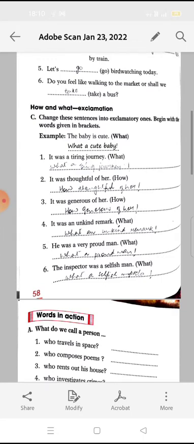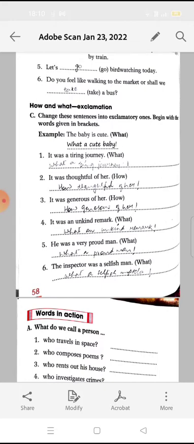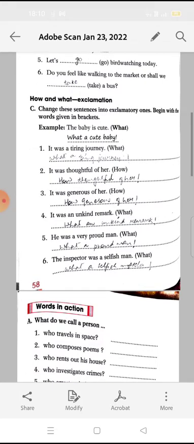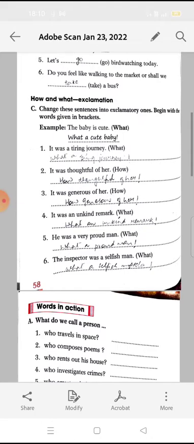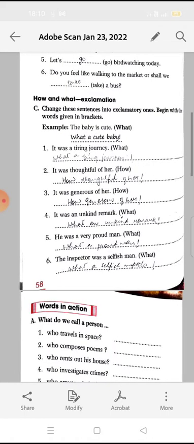It was thoughtful of her. Starting with how: How thoughtful of her. This is how we talk about our mothers and sisters. How thoughtful of her. It was generous of her. Again, exclaim using how: How generous of her. It was an unkind remark. This time we have to use what: What an unkind remark.